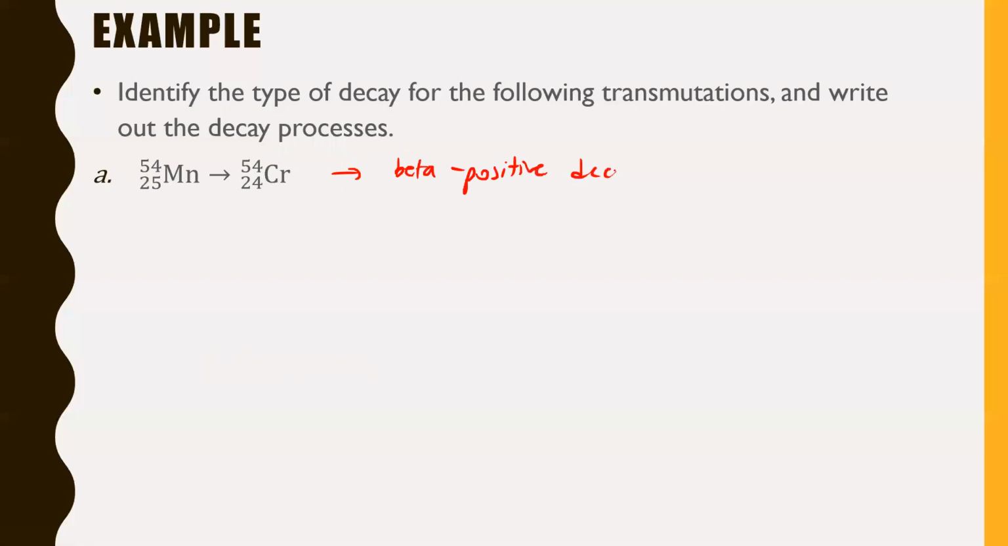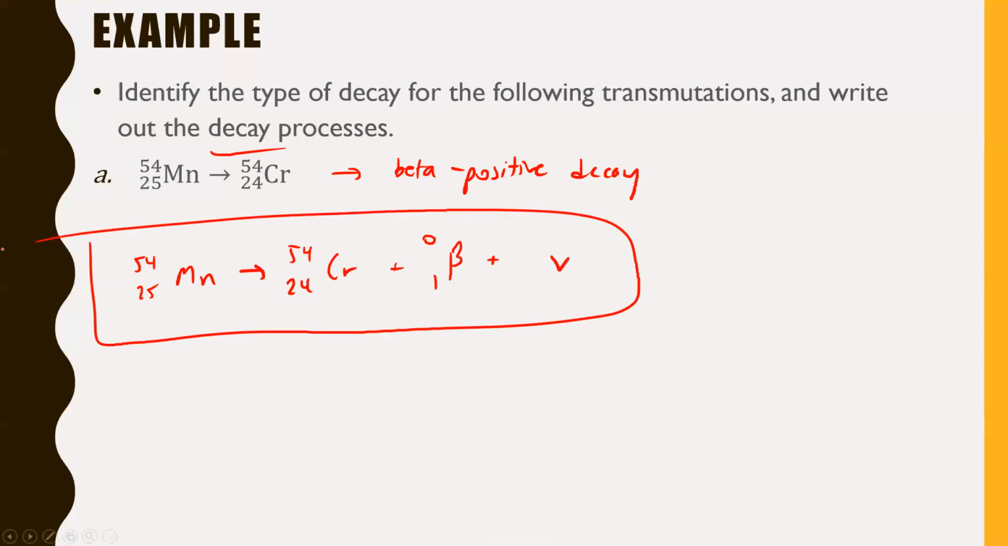decay. And we want to write out the decay process itself. So we'll say it's 54, 25, and then becomes 54, 24 Cr plus our beta positive particle, so 1, beta, 0. And then remember, beta positive decay produces just a regular neutrino, so plus ν. So there you are. That would be your solution there.